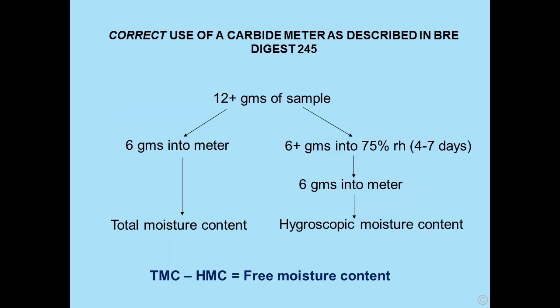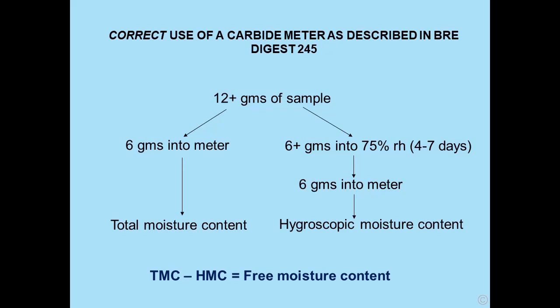If one reads BRE Digest 245, then that identifies the correct use of a carbide meter. And this simply requires the investigator to take double the sample. Put it in your airtight container, take it back to your office. When you're back there, put your normal 6 grams into the meter, shake it up, leave it. That will give you our total moisture content. The second part of the sample is put into our constant humidity chamber at 75%. The figures there should be lower than that. We'll use, say, 1 to 3 days, depending how many samples in the chamber.